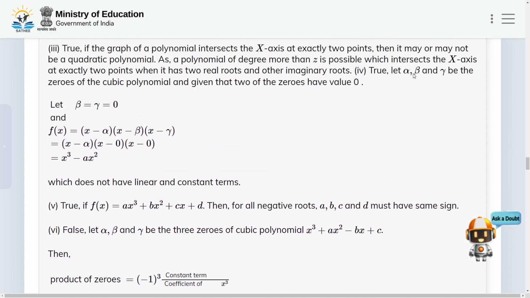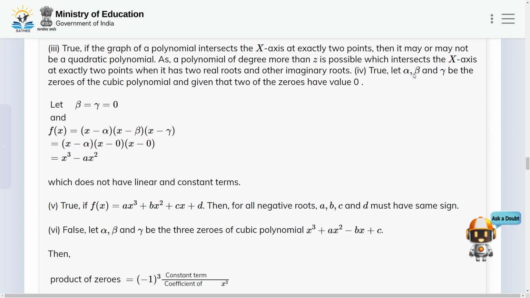let alpha, beta and gamma be the zeros of the cubic polynomial, and given that two of the zeros have value 0. So here we let beta is equal to gamma is equal to 0. And p of x is equal to (x minus alpha) into (x minus beta) into (x minus gamma), and this is equal to (x minus alpha) times (x minus 0) into (x minus 0).